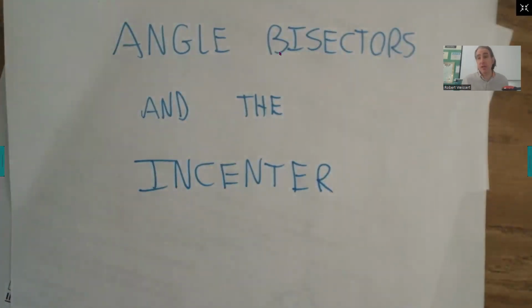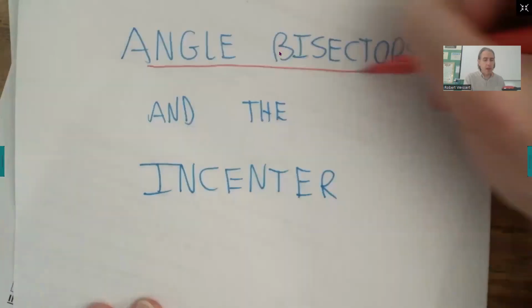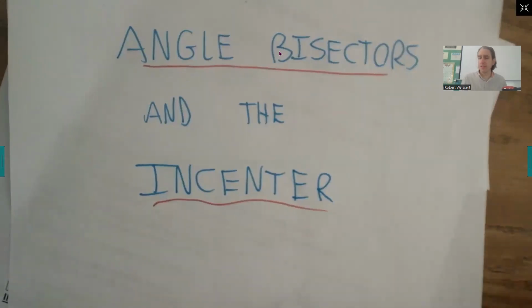Our last special segment in triangles is talking about angle bisectors and their point of concurrency called the incenter.